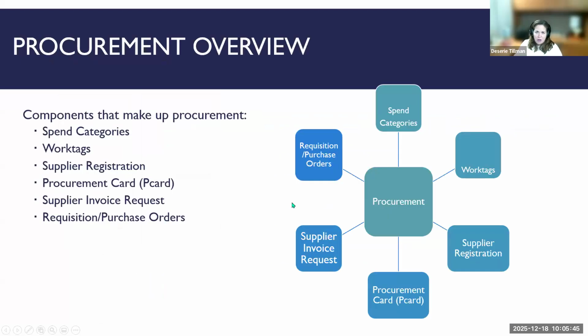And just a quick procurement overview. This is just an overview of all procurement in Workday. The components that make up procurement are spend categories, work tags, supplier registration, procurement card, which you also know as P card, supplier invoice requests, requisitions, and purchase orders. A majority of this we will go over today on the areas that we handle in BCN purchasing.